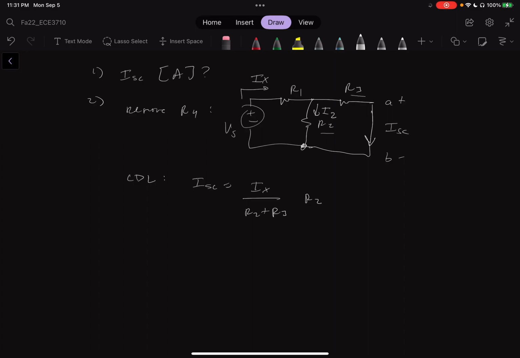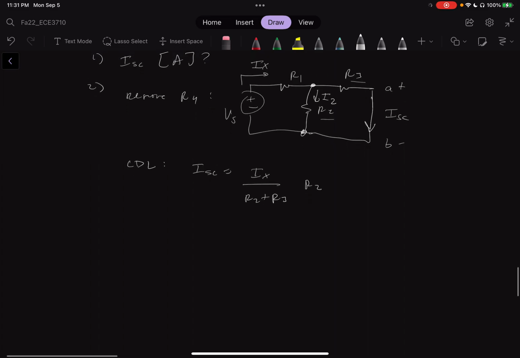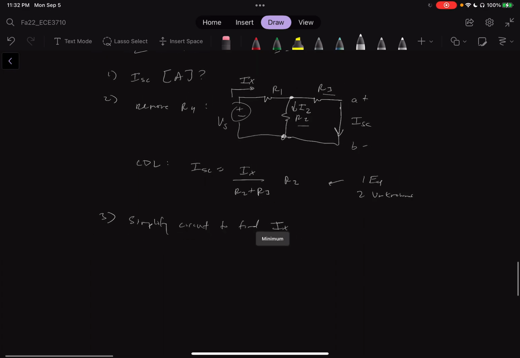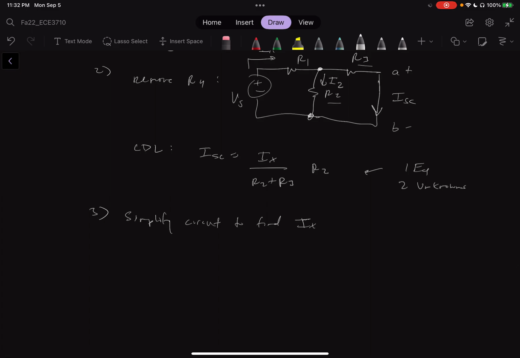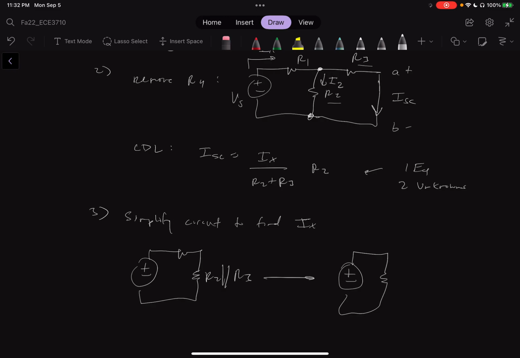Because R2 and R3 are parallel to each other. So we have now one equation and two unknowns. So using the third step, I'm going to simplify the circuit even further, to find IX. I noticed that I actually already said that R2 and R3 are parallel to each other. So plus minus R1, R2 parallel to R3, but I could take that even further and just have one equivalent resistor, where it's R1 plus R2 parallel to R3.